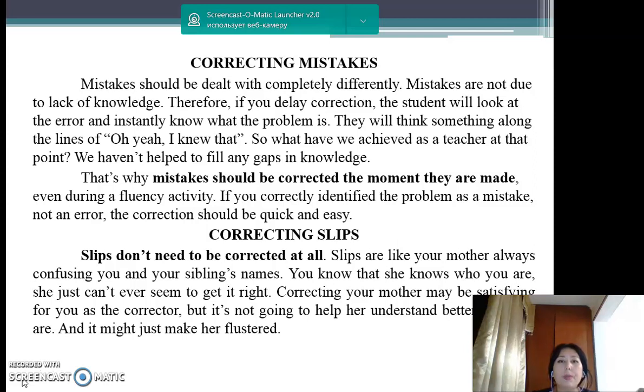That's why mistakes should be corrected at the moment they are made. Even during a fluency activity, if you correctly identify the problem as a mistake, not an error, the correction should be quick and easy.